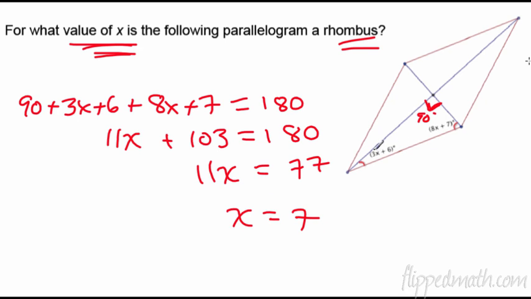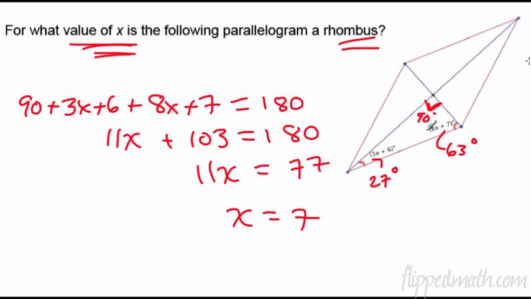7 times 3 is 21. Add 6 and you get 27 degrees for that angle. This angle down here, we get 8 times 7, which is 56, plus 6, you get 63. Is that a possible combination? 90, 27, 63, all that adds up to 180. So we're done with that one.